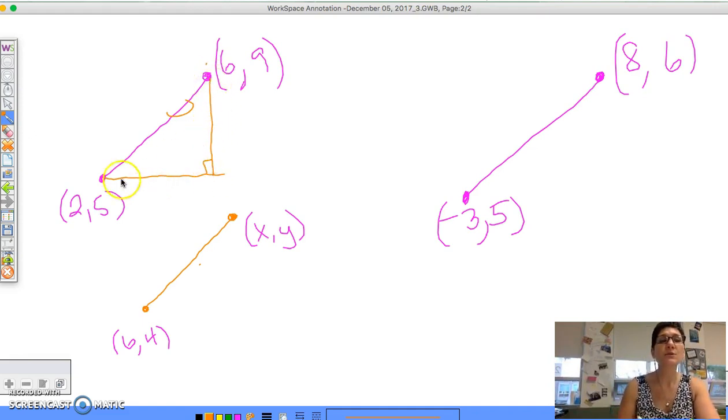I hope so. So let's say that we don't have a grid in front of us, but we can use the ordered pairs to help us find out what this distance is. I think the best thing to do would be to compare your x coordinates. If I said to you, how do you get from 2 to 6, it would be how much? You're right, it would be 4. So this length is equal to 4. And this length over here is also equal to 4.